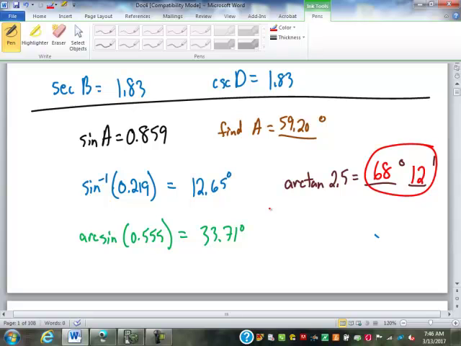Now, do we have to reduce the fraction? No, you can leave them just as they are.